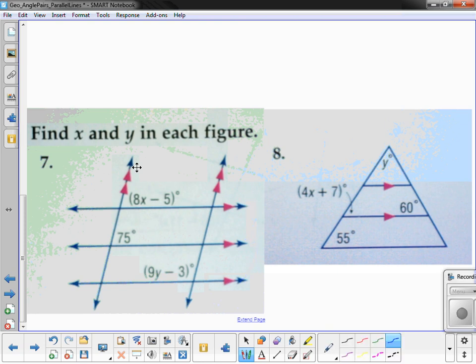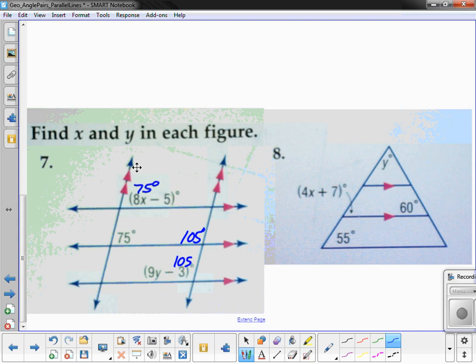So that means this has to be a 75-degree angle because it's corresponding. This angle over here would have to be 75 degrees because it's corresponding. The angle right here beside it would have to be 105 degrees, because 75 and that 105 are same side interior, consecutive interior angles. They have to be supplementary. Now the other thing I notice is the 9y minus 3 is also in a 105 spot because it's corresponding to the one I have.